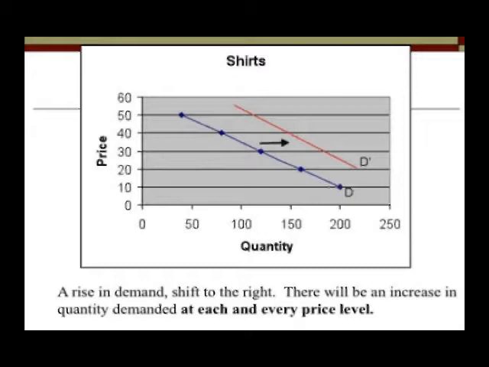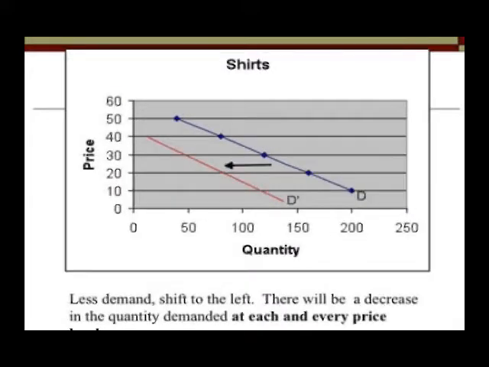Again, this slide just illustrates a rise in demand. Okay, so originally we have a downward sloping demand curve, and that's just identified as a D. Then we have a rise in demand, and that's D prime. Rise in demand, shift to the right. There will be an increase in the quantity demanded at each and every price level. We'll just take $30 here. Originally, the quantity demanded had been about 120. Now at $30, the quantity demanded is increased, and at every other price as well.